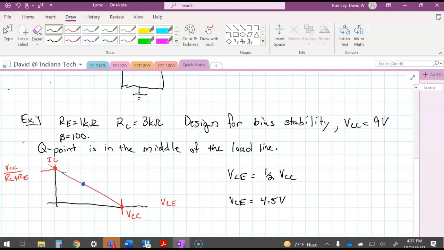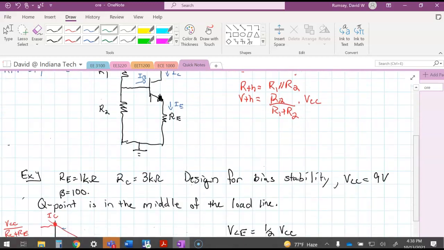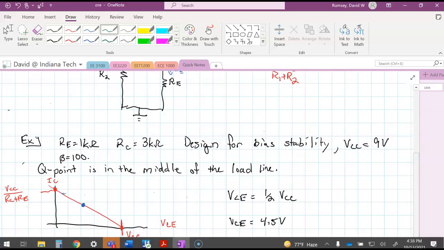Now, let me scroll back up here. I'm going to go to this equivalent circuit right here. That means this plus-minus right here is 4.5 volts. Well, that means the voltage across this resistor plus the voltage across this resistor has to equal 4.5 volts, because I have a 9-volt power supply and I'm just doing a KVL going straight down. So that tells me one other thing which is important for design.